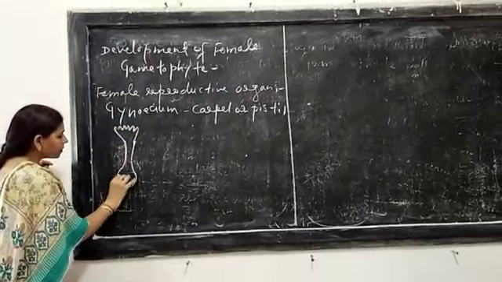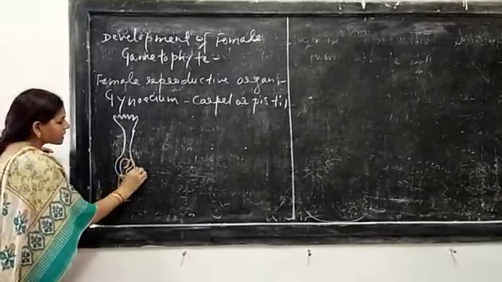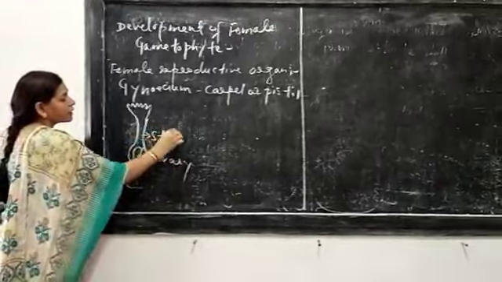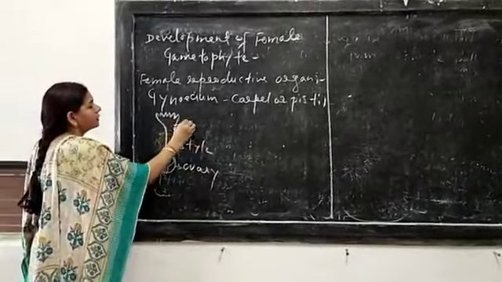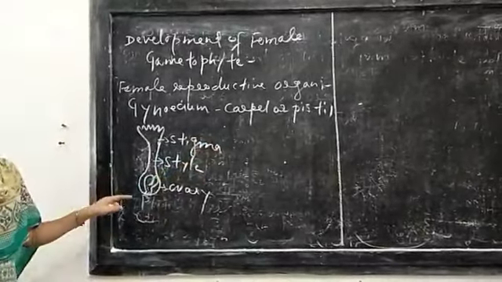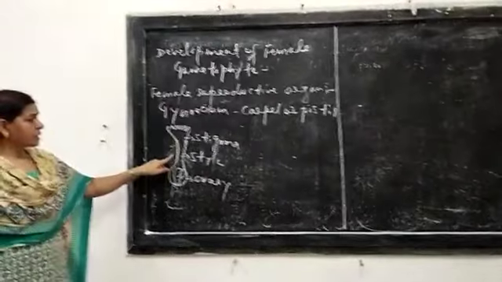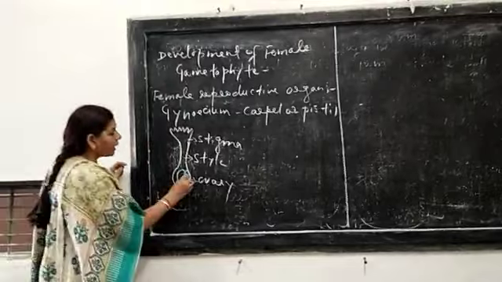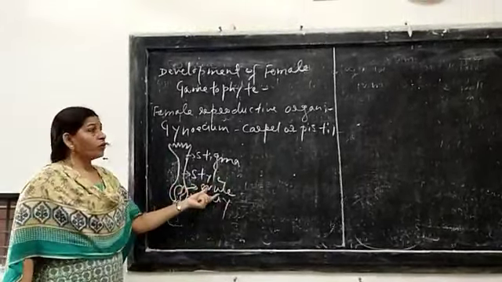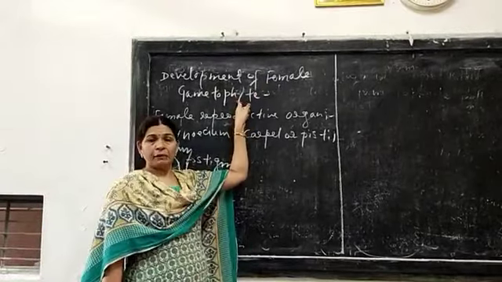The swelling base is the ovary, the elongated duct is the style, and the disc-like structure is the stigma. Each carpel has three parts: ovary, style, and stigma. And within the ovary, the ovule is present. So the ovule represents the female gametophyte.